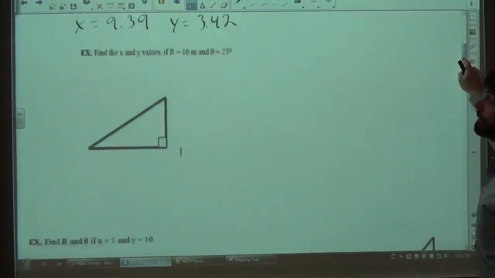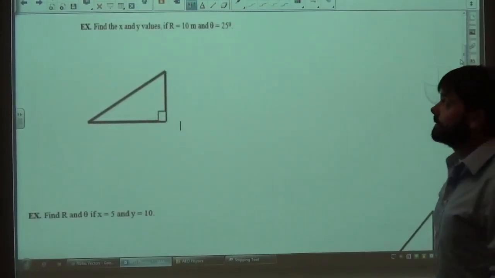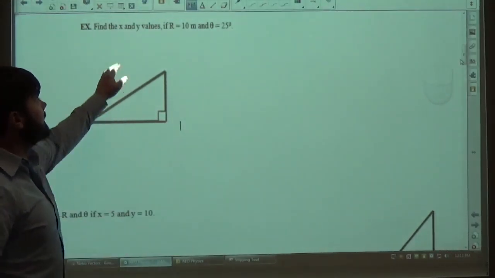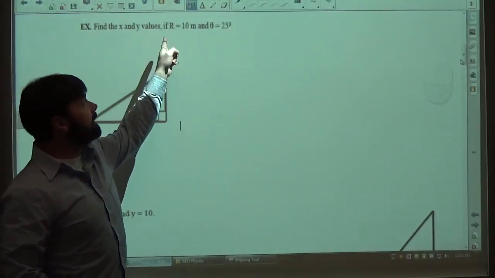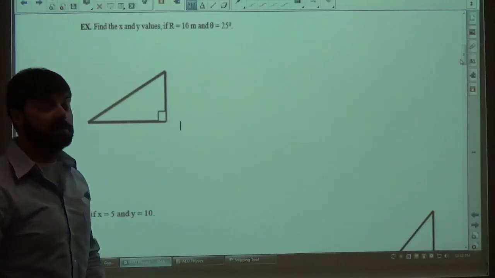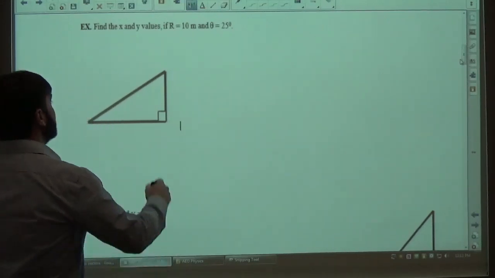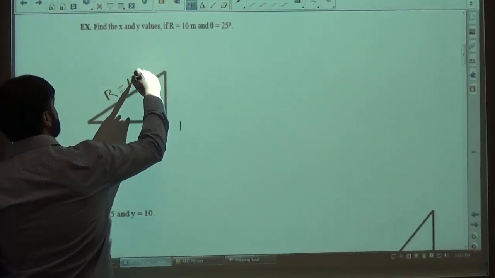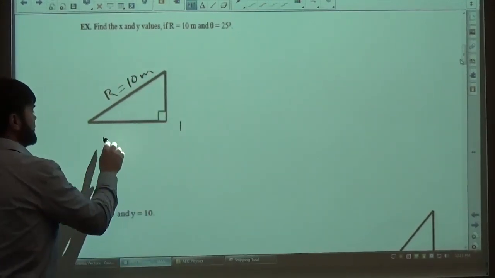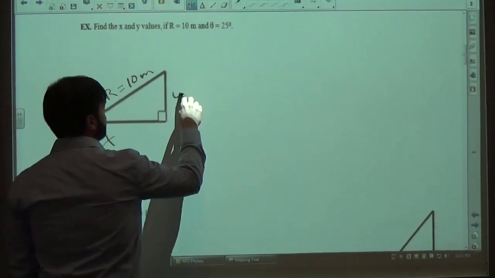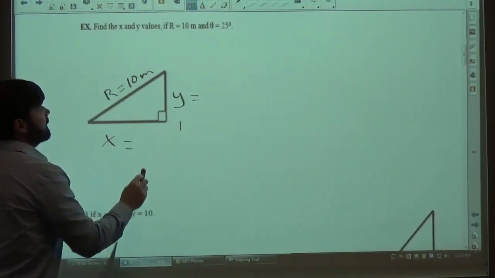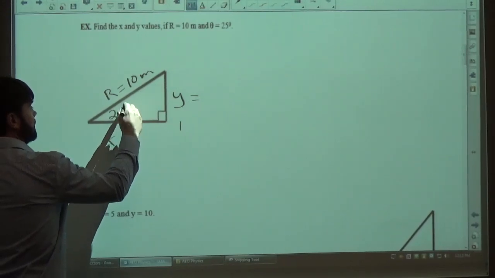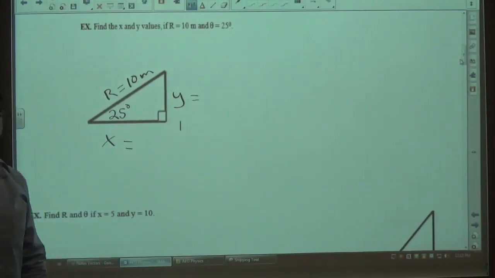So, first example. They give us a right triangle diagram, looks kind of like this, and they say to find the x and the y values if r, the resultant, is equal to 10 meters and our theta is equal to 25. So they're going to tell us that this r here is equal to 10 meters, and they're going to ask us for x and for y. So these two things are unknown, but they do tell us that the angle over here in the corner is equal to 25 degrees. Solve from there.